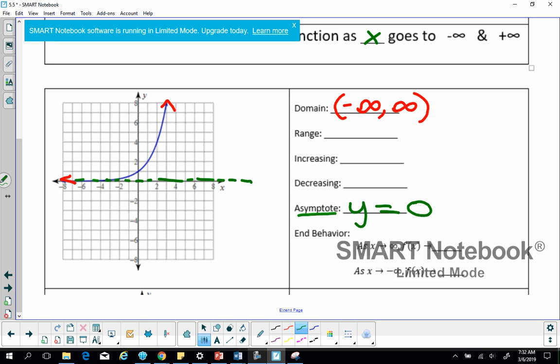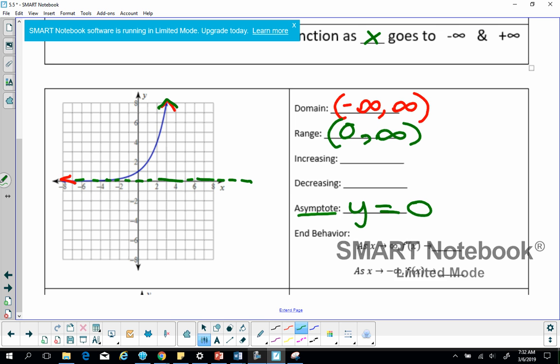So now when we look at range, when we look at this function, this never touches the asymptote. So even though it looks really, really close to 0, it never actually touches it. So my lowest y value is going to be my asymptote, my 0. But it goes on upwards forever and ever. So what's going to be next to that? Infinity, right? So it looks something like that. So the range has to do with your asymptote.